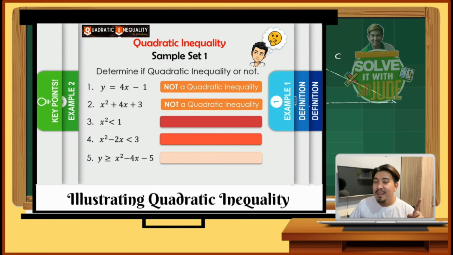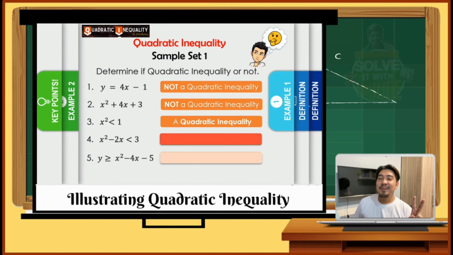Meron. May inequality symbol ba siya? Meron. Therefore, number 2 is an example of quadratic inequality.